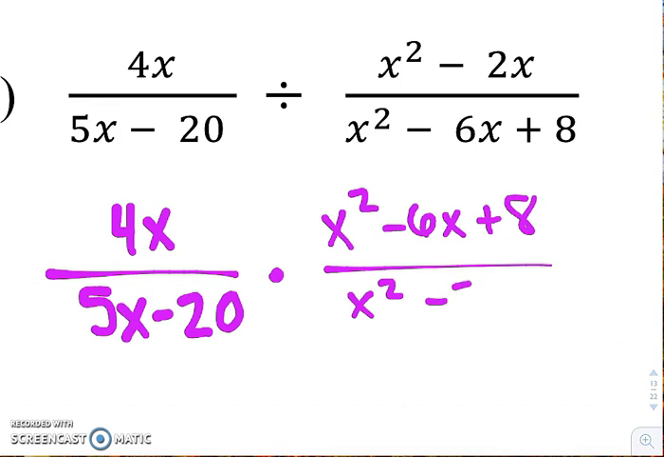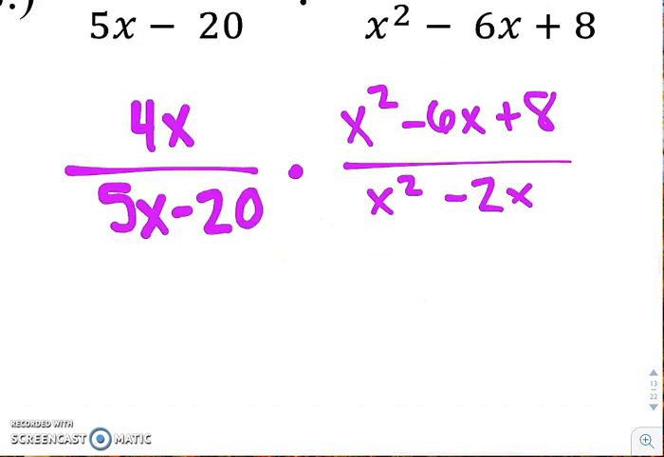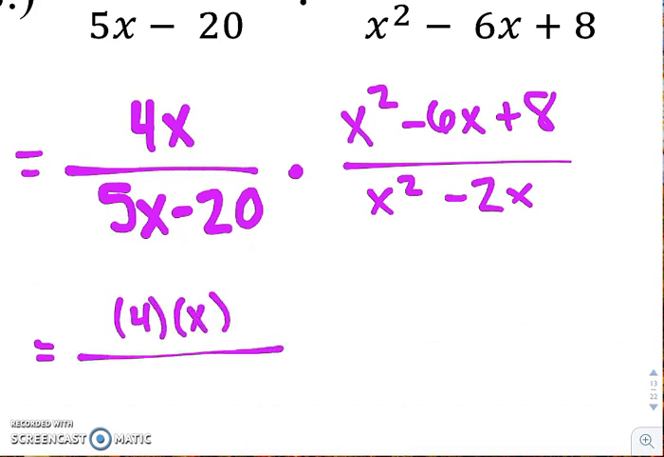X squared minus 2x is on the bottom. If we're trying to factor everything, I'll just start from the left and move sort of in a circle. If we start with 4x, 4x is technically factored, but I'm just going to write the 4x as 4 and x. On the bottom, 5x minus 20, can we pull out a common term from 5 and 20? Yes, 5. 5x divided by 5 is just 1x. 20 divided by 5 is 4.